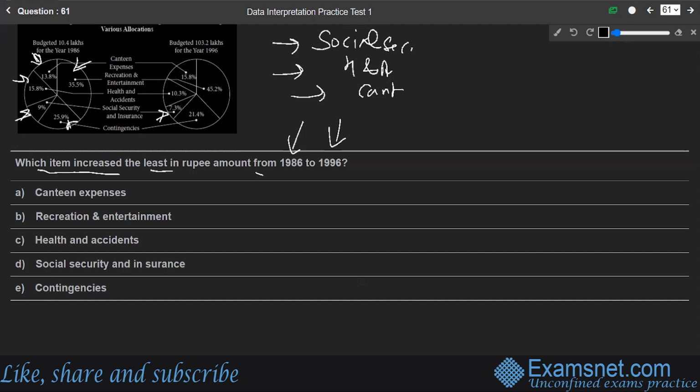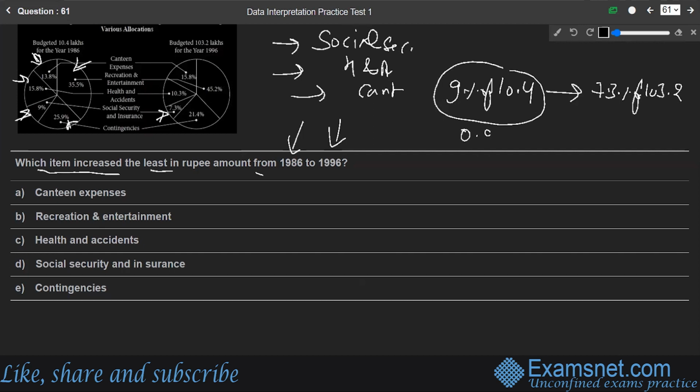We can obviously approximate here. If we approximate, we can see that for social security the value was 9% of 10.4 lakhs, and it has risen to 7.3% of 103.2 lakhs. So we can obviously approximate 9% of 10.4 as clearly 0.9, and 7.3% of 103.2 as somewhat around 7 lakh. So from 0.9 to 7 lakh, there is a rise of approximately 6 lakh rupees. Okay, this has been the rise in this category.